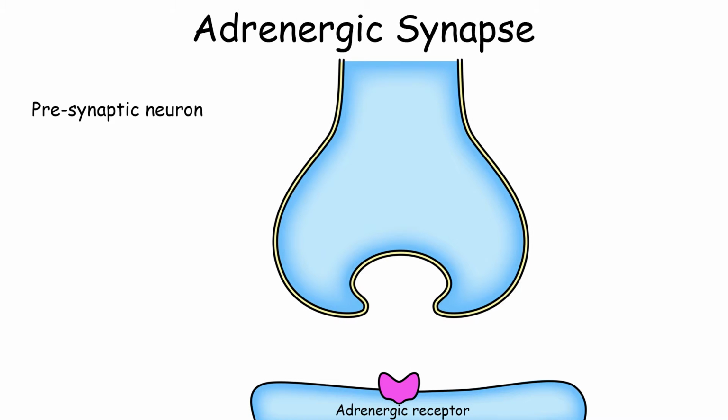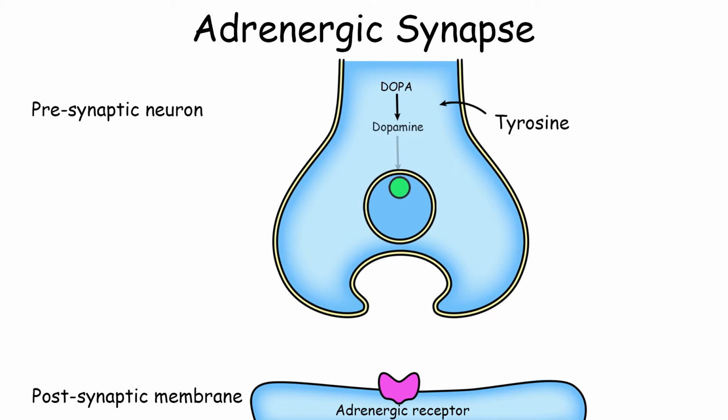Another important neurotransmitter is noradrenaline. Adrenergic neurons make up the majority of postganglionic neurons of the sympathetic nervous system. The synthesis of noradrenaline starts with the transport of tyrosine into the presynaptic neuron. Tyrosine is converted into noradrenaline via a series of enzymatic reactions. First, tyrosine is converted to dopa by tyrosine hydroxylase, which is then converted to dopamine by dopa decarboxylase. Dopamine is subsequently converted to noradrenaline by dopamine beta hydroxylase.